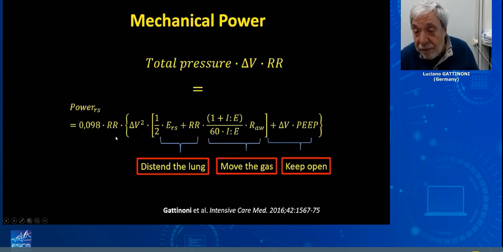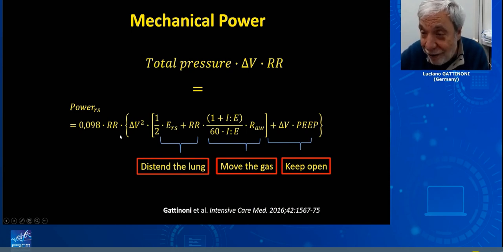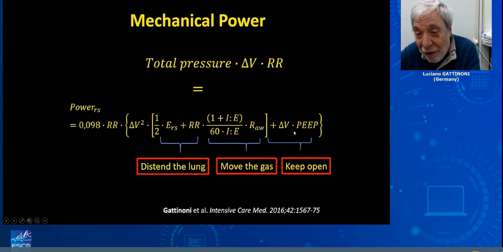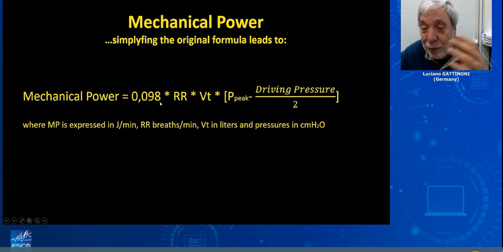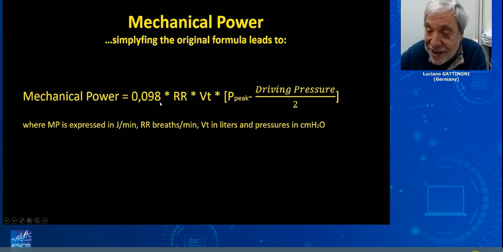And this is a very simple formula. Don't worry, because here is the frequency. Here is elasticity. Here is the pressure to move the gas, the PEEP. Okay, we start to simplify everything. What comes out? We have 0.098 to convert from liters and centimeters of water to joules. Respiratory rate, breaths per minute, tidal volume in liters, peak pressure minus driving pressure divided by 2.